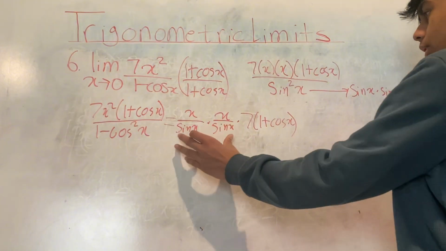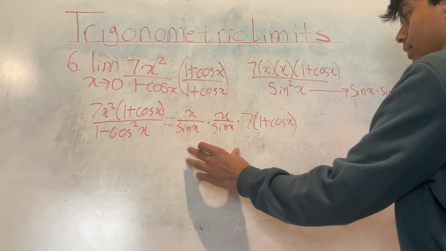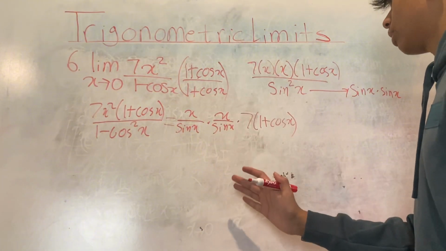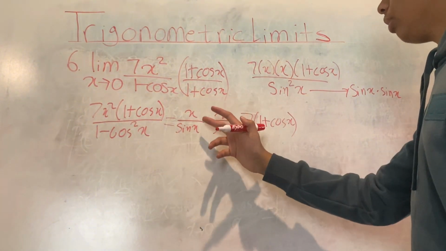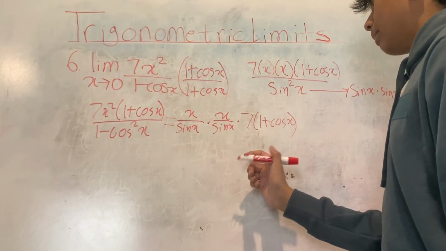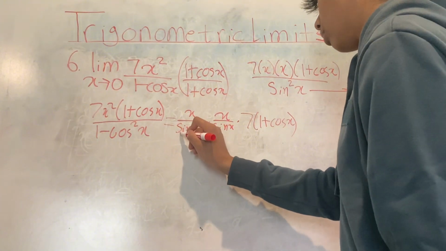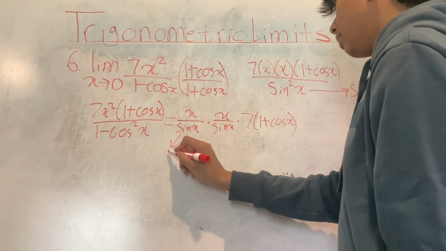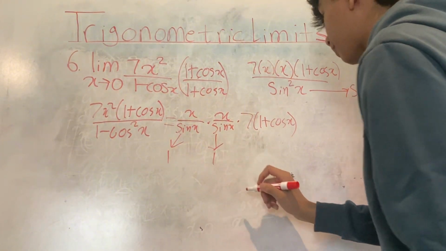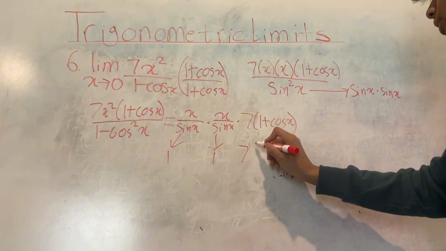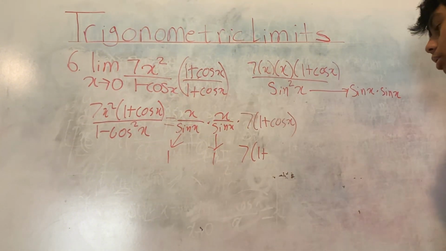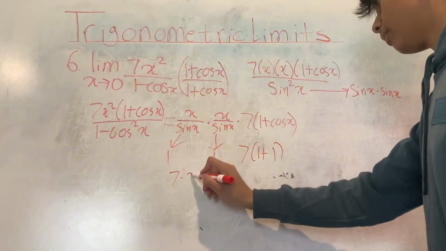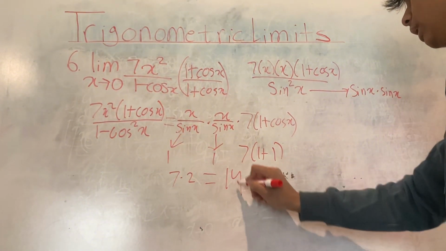Okay, now this looks a little familiar. x over sine x. Usually we've seen it as sine x over x, where x is in the numerator, but it won't matter at all. Even if it's a reciprocal, the identity still remains the same. So x over sine x, after we plug in 0, is going to be 1. This is also going to be 1. So now we have 7 times 1 plus cosine 0. Cosine 0 is just 1. So 7 times 2 equals 14. And that's the final answer.